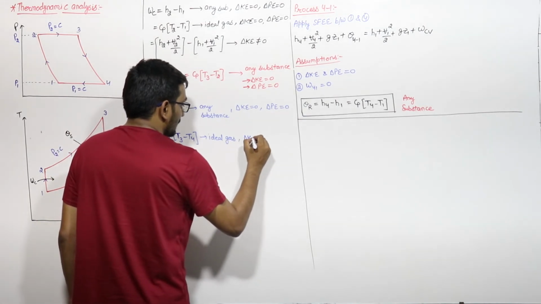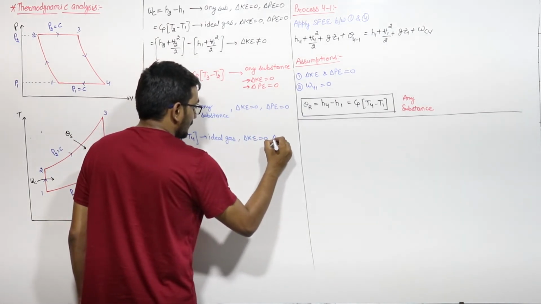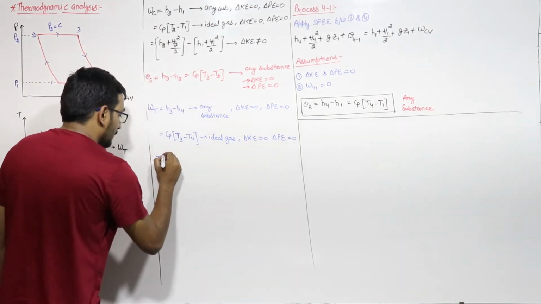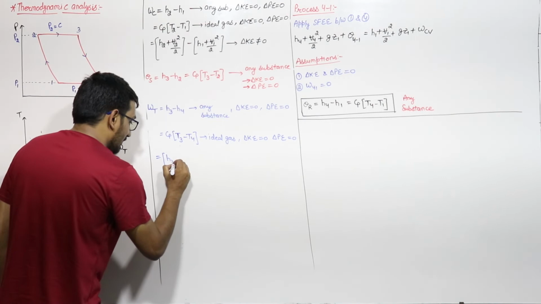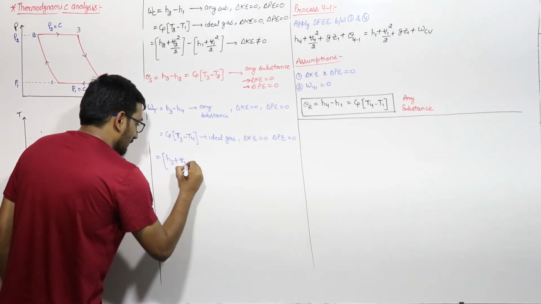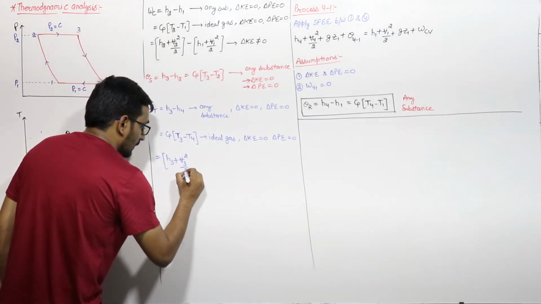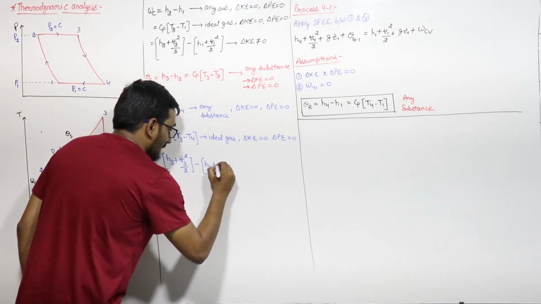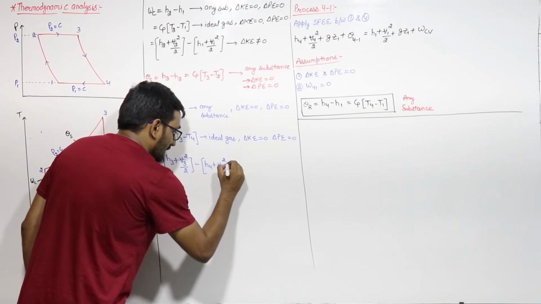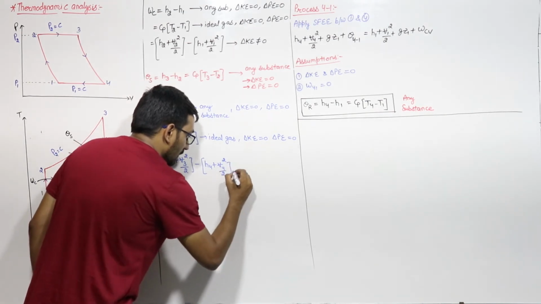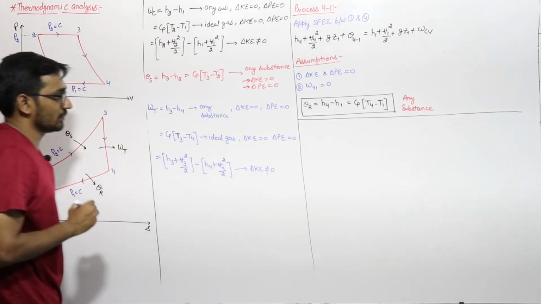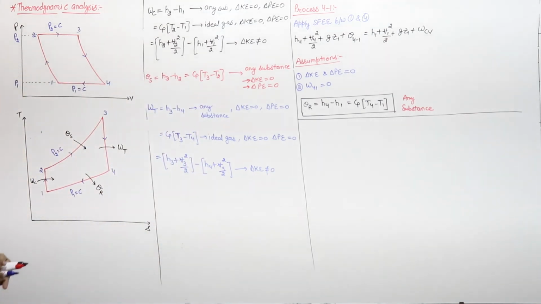And also changes in kinetic energy 0, changes in potential energy 0. And if velocity values are given, you have to consider H3 plus V3 square by 2 minus H4 plus V4 square by 2 when changes in kinetic energy is not equal to 0. You have to consider this.